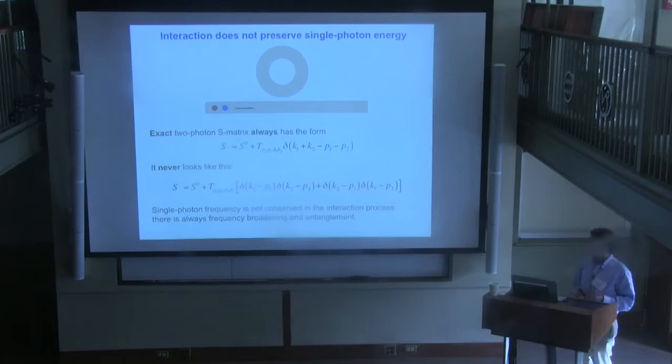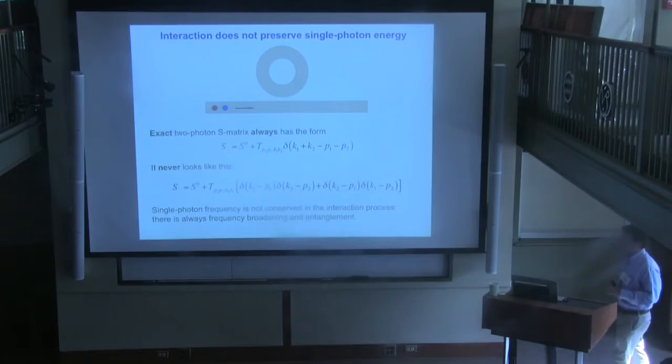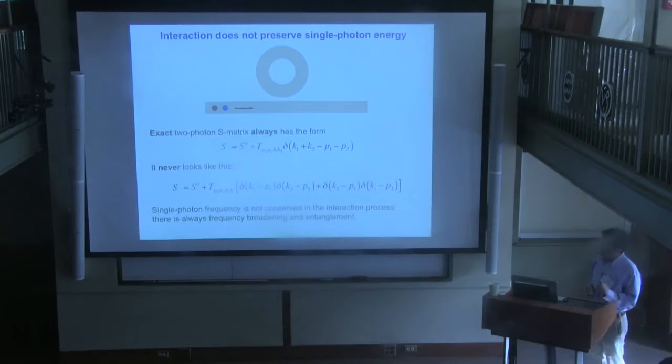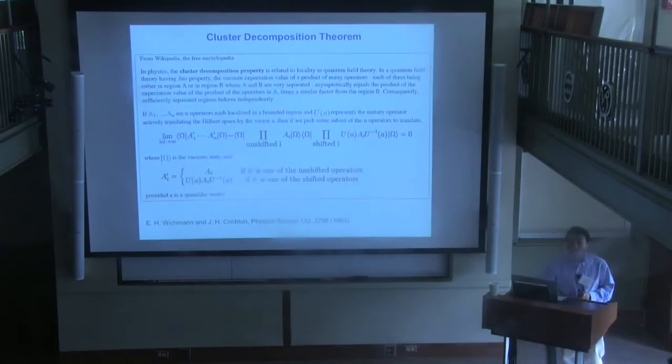If you skim through the literature of that very large number of papers, you would never see somebody claim to have calculated a scattering matrix that looks like this, where the correlated part conserves single photon energy as well. In other words, in these processes, the single photon frequency actually is not conserved, and there's always frequency broadening and entanglement. Now the question is why?